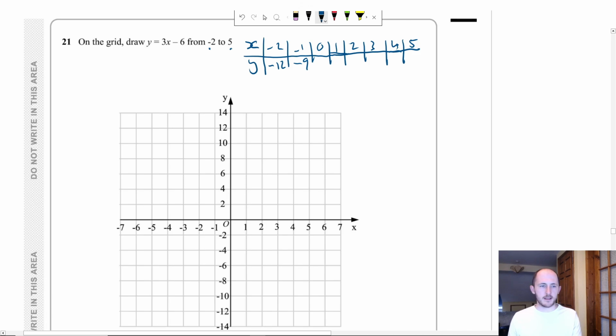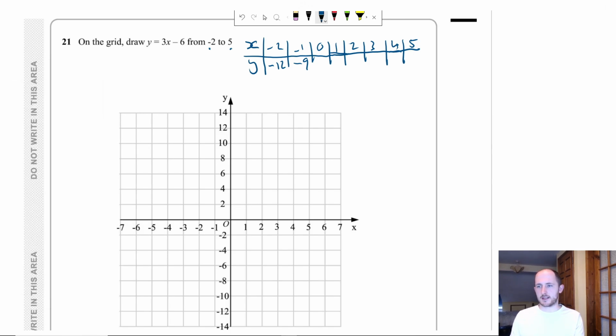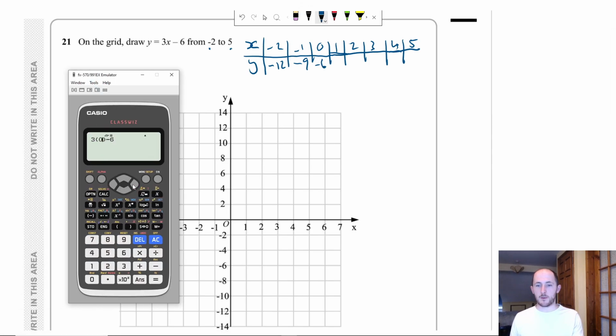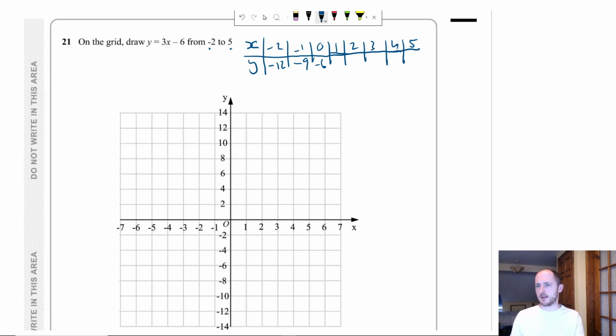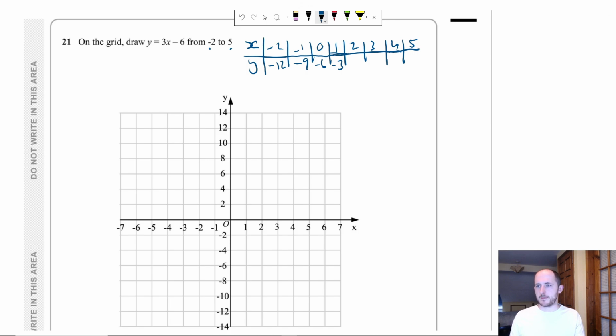Negative 9. Change that to a 0, which you can probably see is just going to be negative 6 because the 3 will go away. Negative 6. Now take it nice and easy. Again, you would be able to do this a lot faster by hand because you won't be dragging the calculator on and off your screen because you probably aren't on a screen. Minus 3. A little bit messy, but I'm doing the best I can. 2, that'd be 0, and so on.